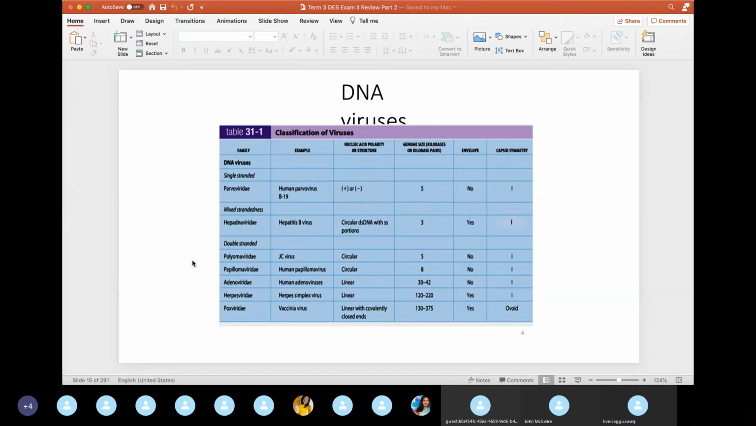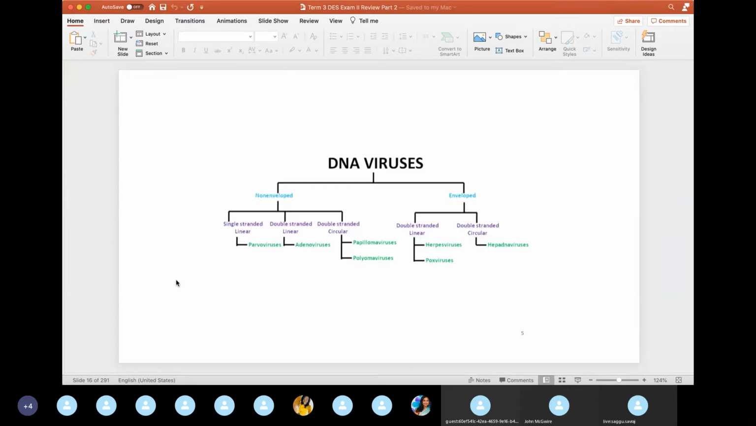Hepadnaviridae, hepatitis B virus. Examples of Polyomaviridae, JC virus. Remember JC virus from last term? It causes PML in AIDS patients. Papillomaviridae, you have HPV. Adenoviridae, adenovirus, the most common cause of the common cold in children. Herpesviridae, herpes simplex virus, and Poxviridae, you have your pox virus.